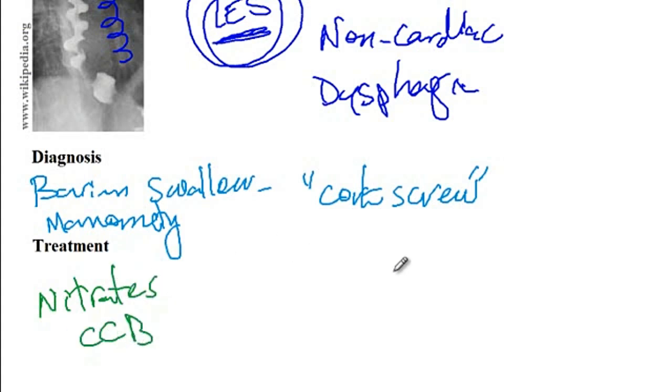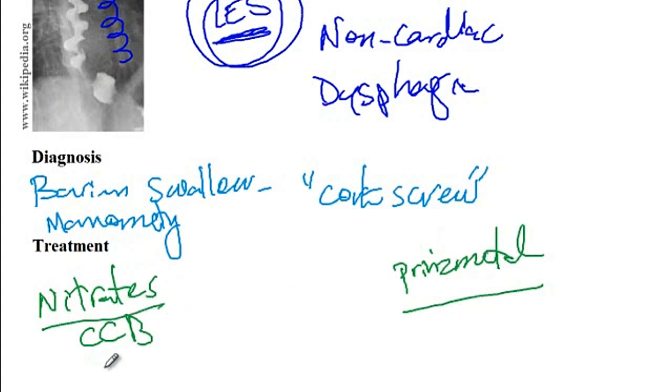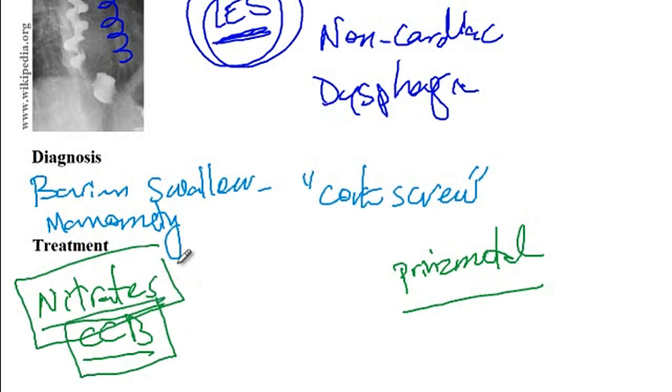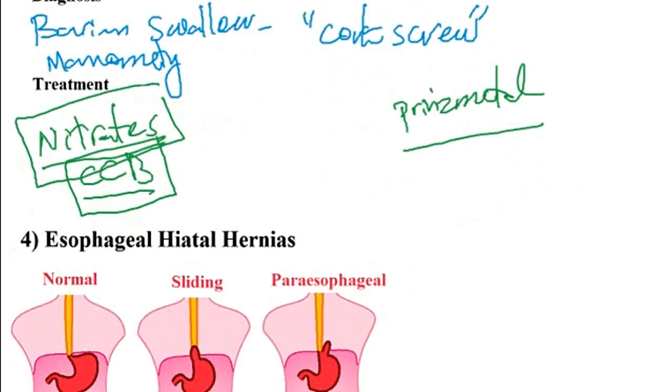So you may recall that I've mentioned that patients that have Prinzmetal angina, where there are contractions of the smooth muscles of coronary arteries, are treated with nitrates and calcium channel blockers. So similarly here with this disorder, due to the contractions of the smooth muscles of the esophagus, we will treat them with the same medications, which include nitrates and calcium channel blockers.